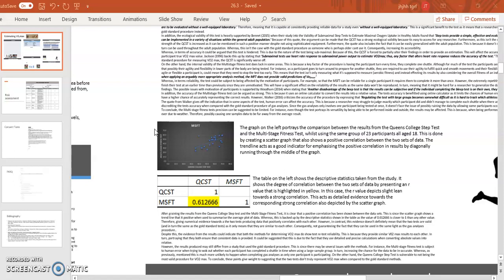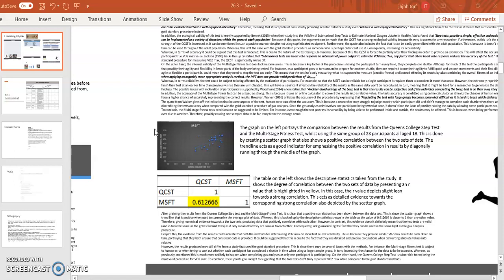This is since the scatter graph shows a trend line that is positive when used to summarize the average plot of data, whereas this is backed up by the descriptive statistics shown in the table as the value of 0.612666 is closer to 1 than any other value, therefore giving numerical evidence towards the two tests producing data that positively correlates with each other.